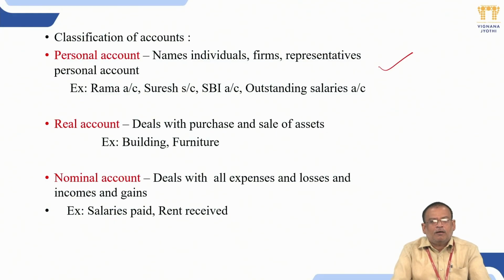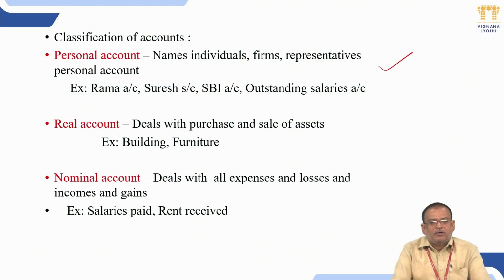Next one is firm. All business firms come under personal account: State Bank of India account, More Supermarket account, Bank of Baroda account. So these all come under firms. Representative person's account: outstanding salaries, any amount receivable or payable to an outsider comes under outstanding. So that comes under representative person's account. These three come under personal account.